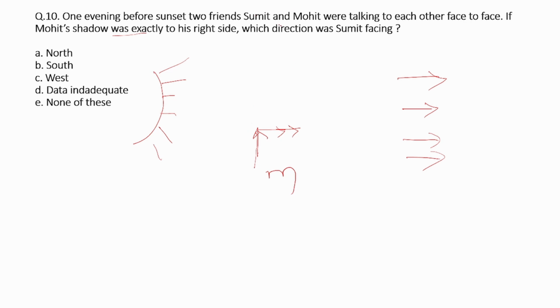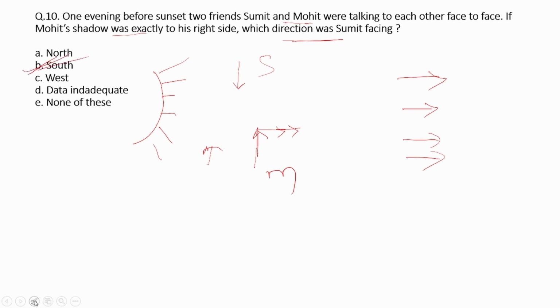Since Mohit and Sumit are talking to each other face to face, if Mohit was facing north, then Sumit will be facing towards south. So the question says, which direction was Sumit facing? Sumit was facing towards south. So the answer is B.